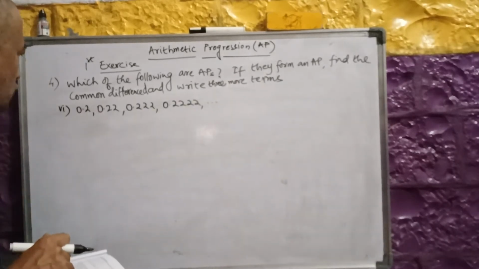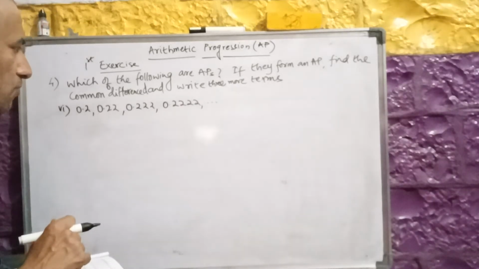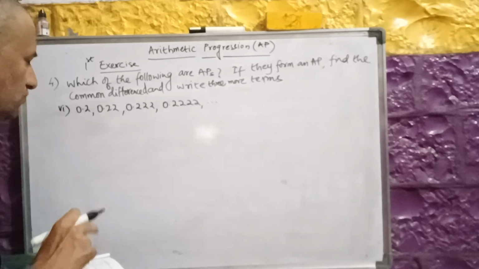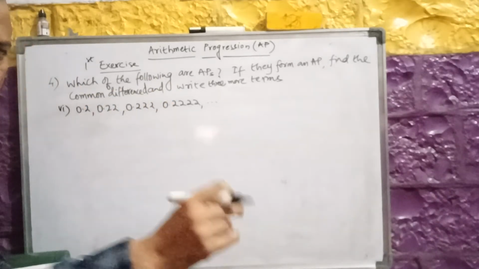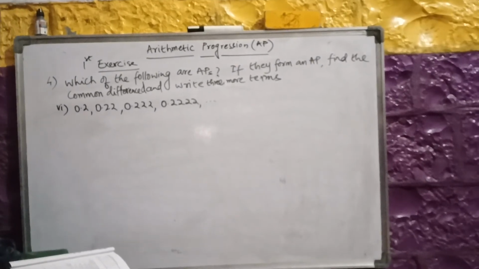Similarly, the sixth sub-question in this fourth question: 0.2, 0.22, 0.222, 0.2222, and so on. Here, as you can see, the number of twos keeps on increasing. So we need to find whether it's an AP or not. Pause the video, find out yourself, and match with my answer.